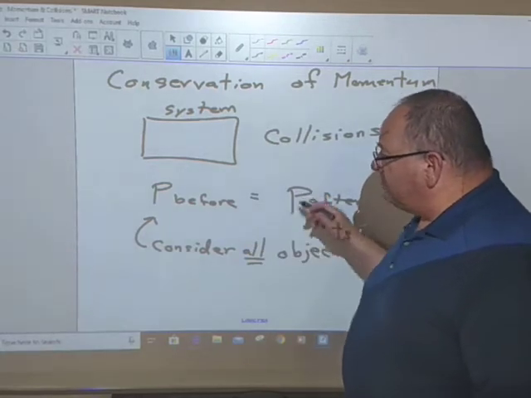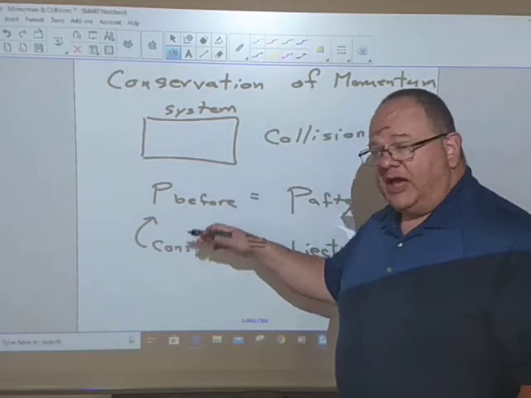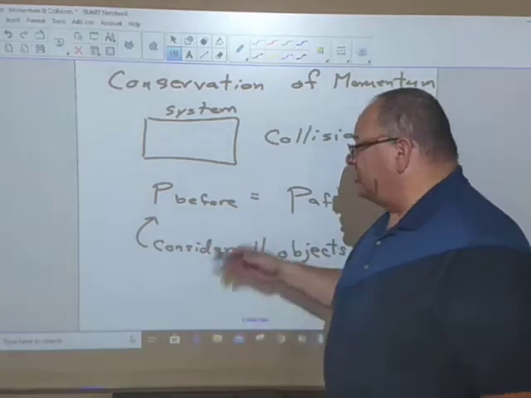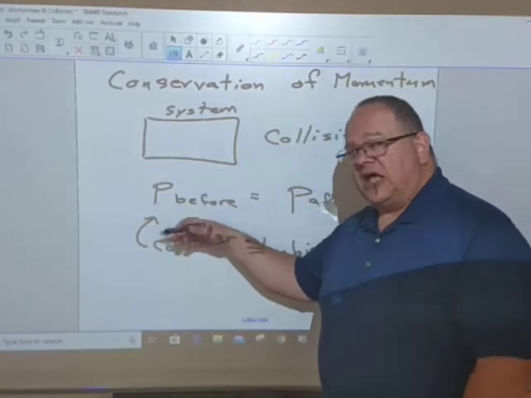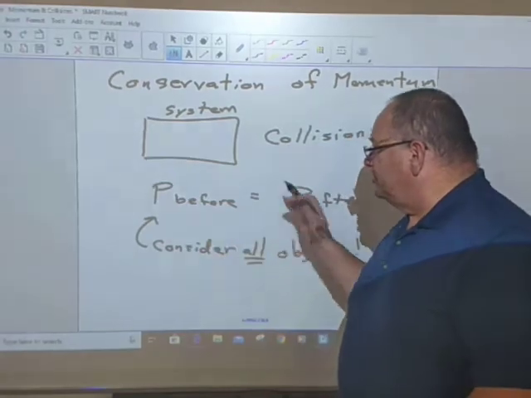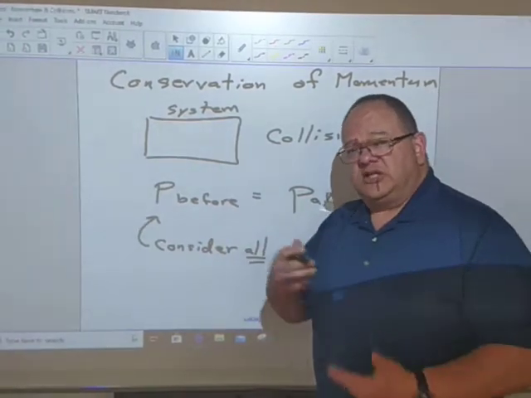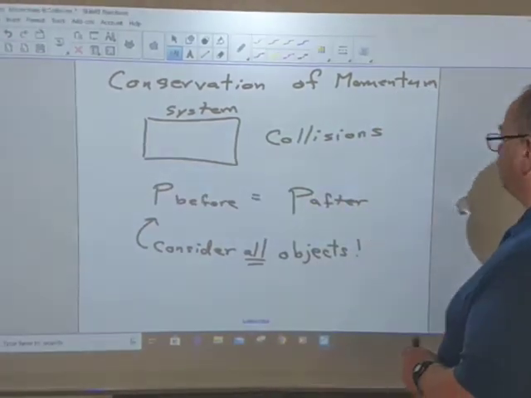Now when I do this math, I have to consider all the objects. So if there's multiple objects, I have to consider the mass and velocity of each object before the collision and after the collision. Let's take a look at a couple of samples to see how that works.